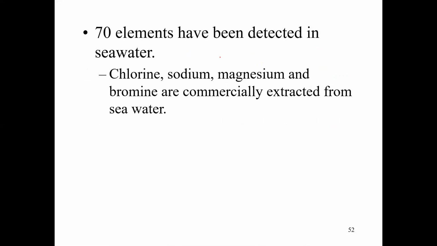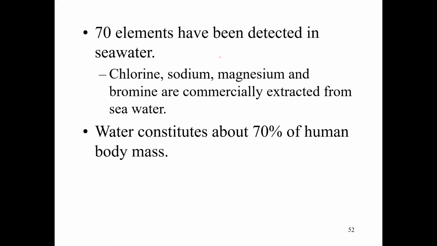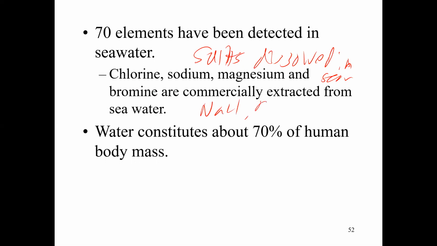70 elements have been detected in seawater. There's a whole lot of different examples of that. Basically you've got salts dissolved in seawater, in the sea. So essentially you've got sodium chloride, sodium bromide, etc.